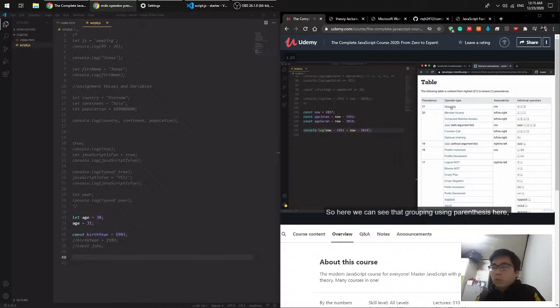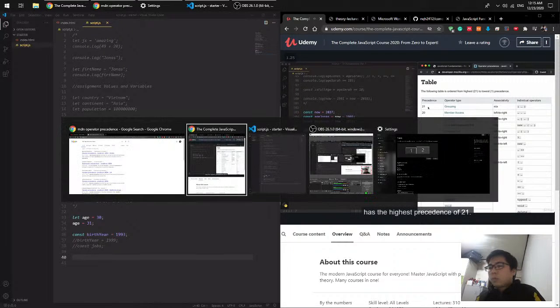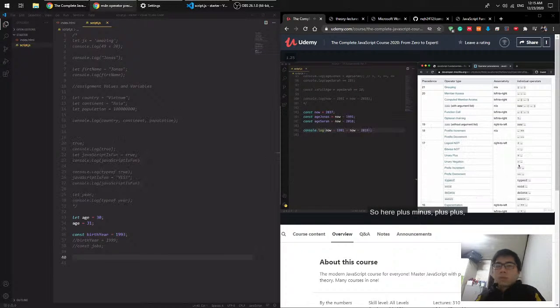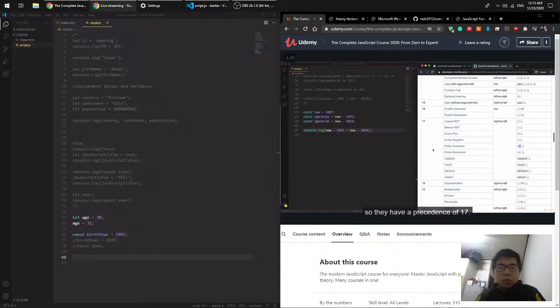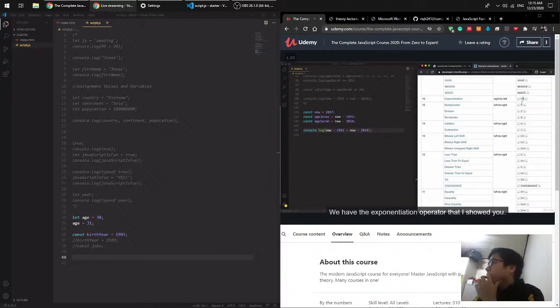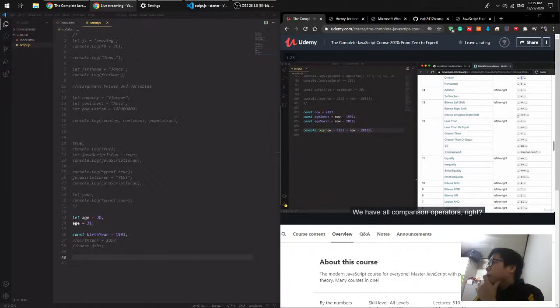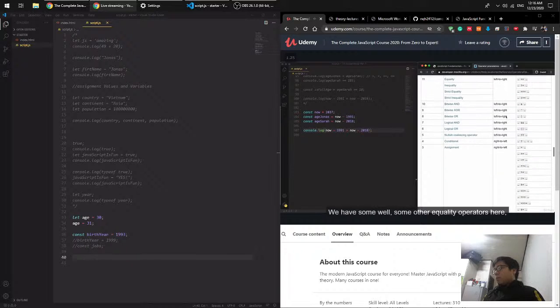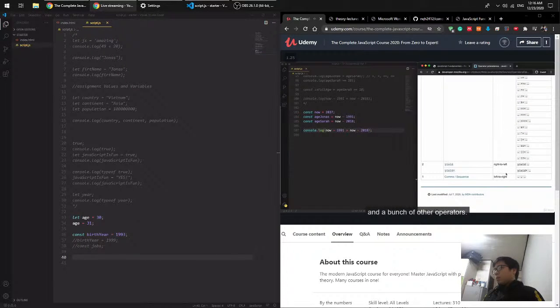So here we can see that grouping using parentheses here has the highest precedence of 21, and then we have all the operators that we already saw. So here plus, minus, plus plus, so they have a precedence of 17. Then we have a bunch of other stuff here that we don't know yet, but here's also typeof that we already do know. We have the exponentiation operator that I showed you, we have all these math operators here, we have our comparison operators, right? We have some other equality operators here, and a bunch of other operators. And this is actually a nice reference where you can see all the operators that exist in JavaScript in one handy table.